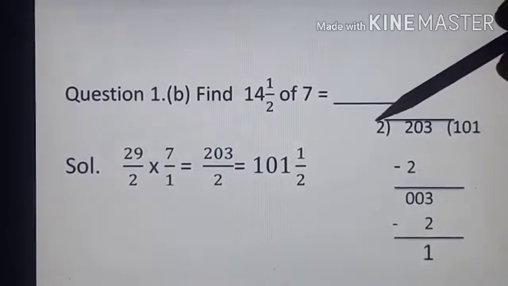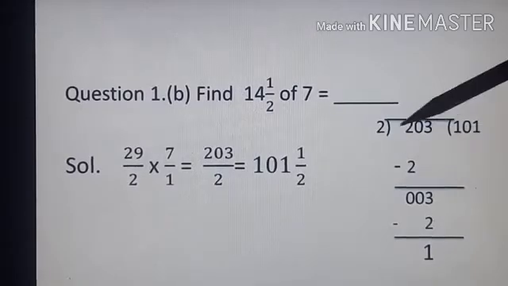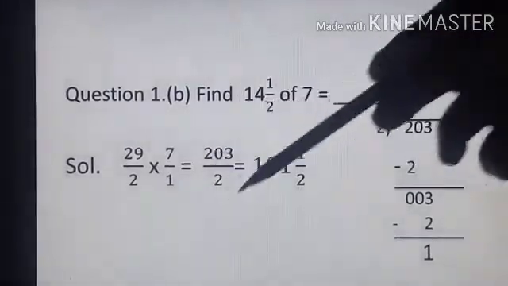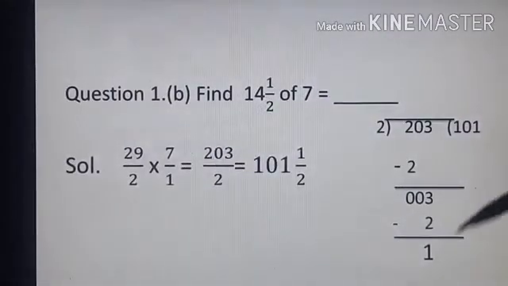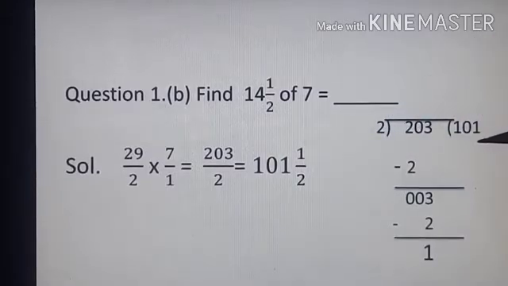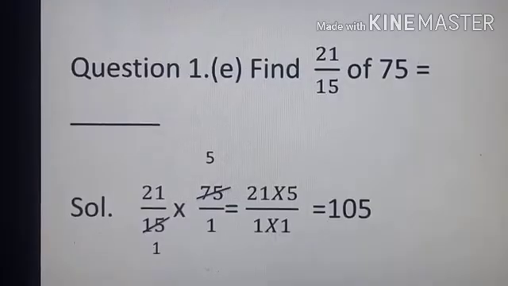Now 203 divided by 2. 2 ones are 2. Then 0 is there. And 2 zeros are 0. Then we will take 3. 2 ones are 2. Remainder is now 3 minus 2, 1. So our mixed fraction is, why are we doing division? Because an improper fraction is here. Okay. So we will convert it into a mixed fraction. So our answer will become 101 whole 1 upon 2. Q whole R upon D. Understood? Good.